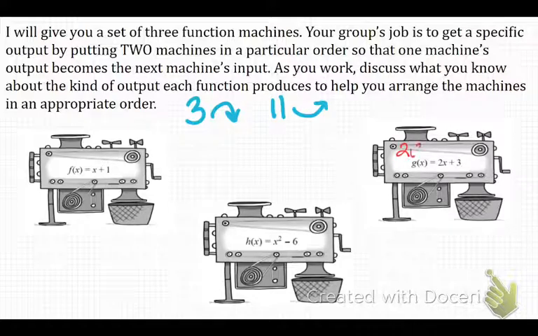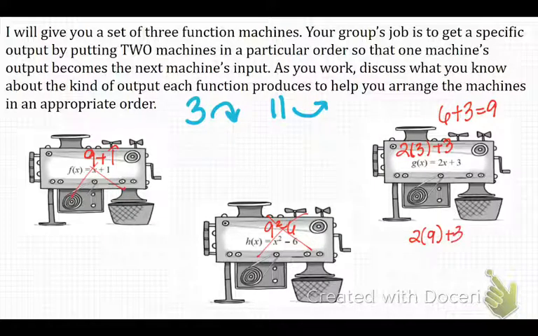I have 2 times 3 plus 3. So what is 2 times 3? 6 plus 3 is 9. Now I'm going to take 9 and plug that into another machine to get 11 out. If I plug it into here, 9 plus 1, is that 11? No, so that doesn't work. What about in this next one? 9 squared minus 6, is that 11? No, that's a really big answer. Let's try plugging it into the other one again. I have 2 times 9 plus 3, is that 11? No, so then is our first machine G? No, it's not. Okay, so let's try another one.